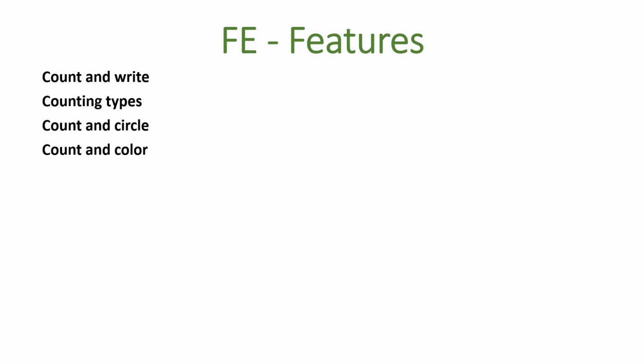Because there are so many different functions and activity pages that you can create in the front end this time, I'm just going to go over a ton of them and show you the type of pages that you can create using the software. So the first 4 that I'm going to be going into are the count and write, the counting types, the count and circle, and the count and color. Let's just take a quick look at these now.